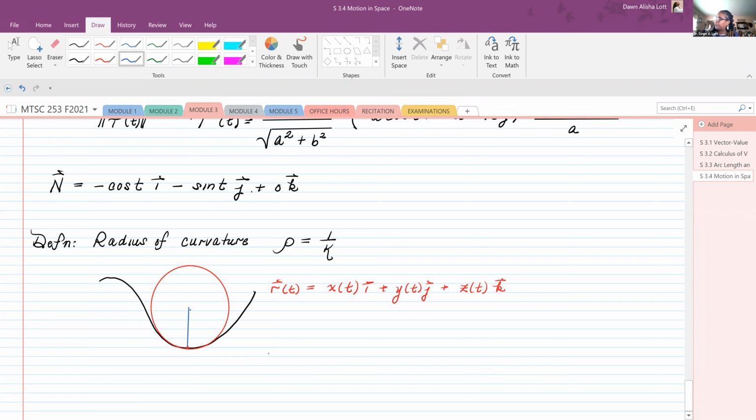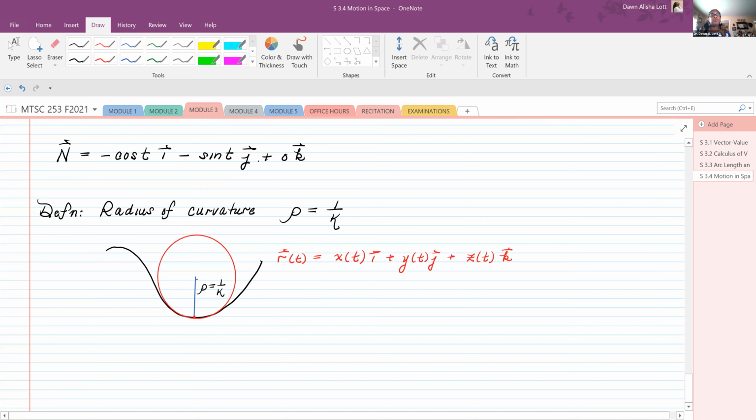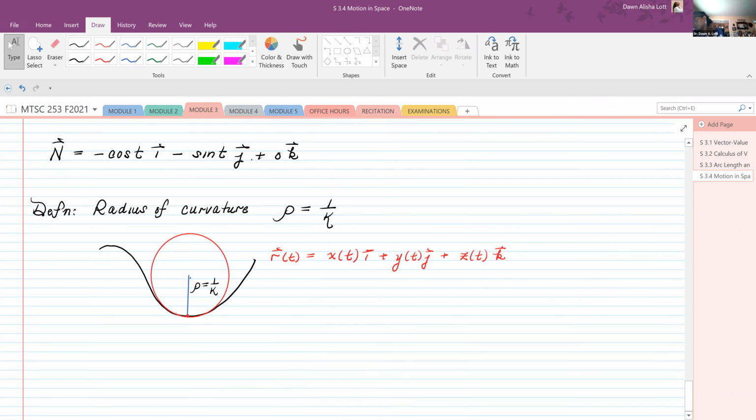So if you were to find kappa, then this rho, the radius, is 1 over kappa. If you remember, the curvature of a straight line is 0. So you would expect that the radius of the circle up against a straight line is infinity. There's just an infinite circle.